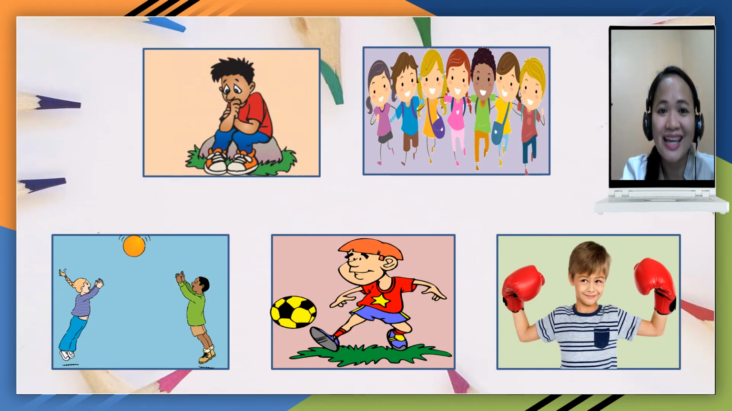Now, here are 5 photos. Let us try to analyze each photo. And what does each photo mean? How would you arrange these photos as representations of the parts of the plot?